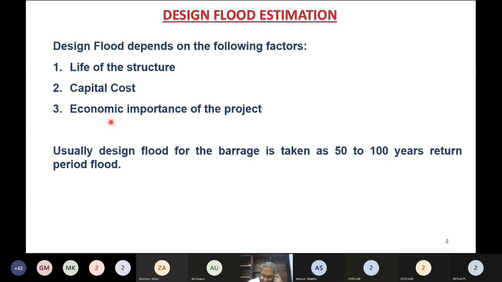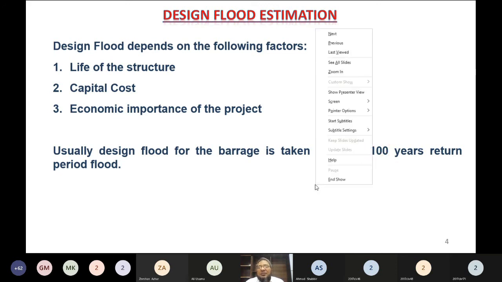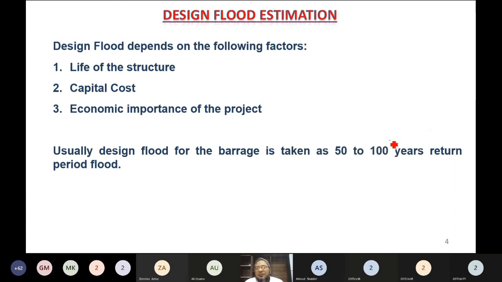Based on all these factors, we take a certain value of the design flood. Usually a design flood for the barrage is taken, as given in the book, as a 50 to 100 year return period. But now more emphasis is given to the 100 year return period flood. So nowadays a barrage must be designed by considering at least a 100 year return period flood.